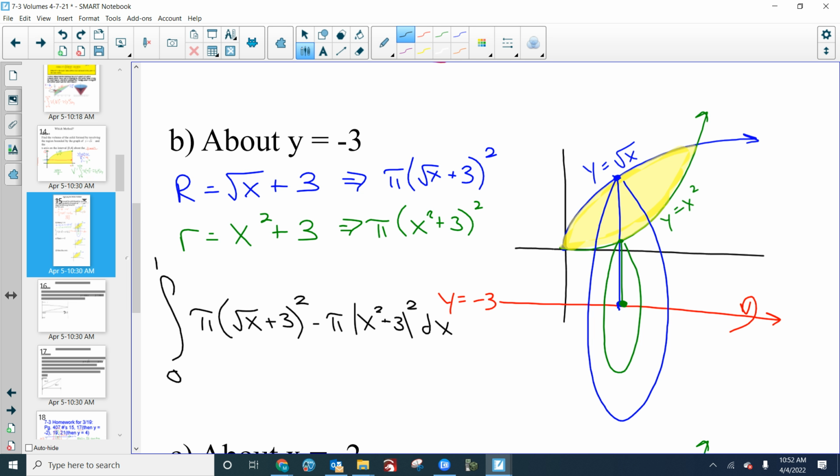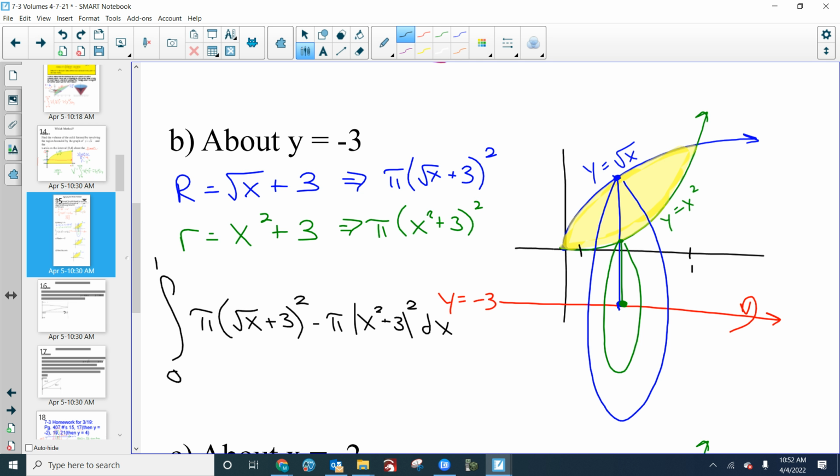Made sense. What's that? Why are they the same color? Because we're still stacking these washers. These ones we were stacking from 0 to 1, right? Because that's where that region resided. This region still goes between 0 and 1. It's just going around a lower point. We're still stacking these from 0 to 1. They're just different washers. Do you agree?